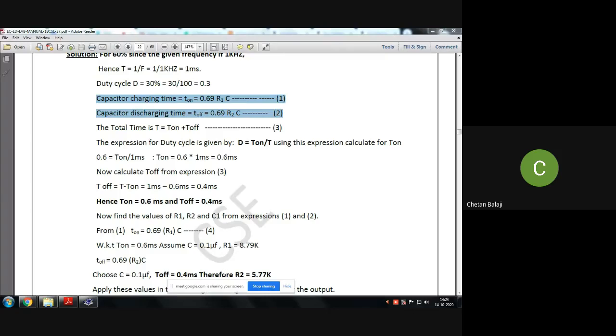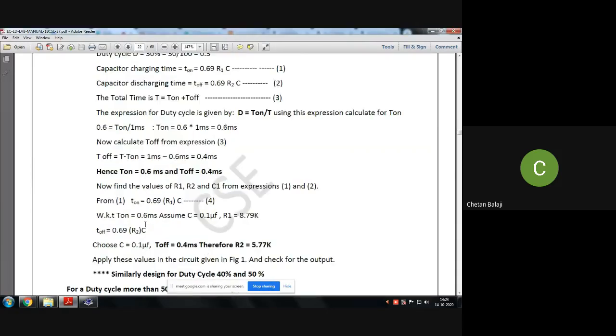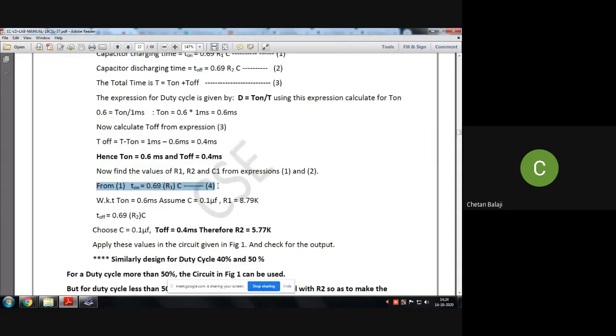Okay, coming back to this. First we have to find out R1, then we have to find out R2. So t on equals 0.69 R1 into C. In this there are two unknown terms, R1 and C. I know t on, 0.69 is a fixed value, R1 is unknown, C is unknown. With two unknowns, we cannot calculate.